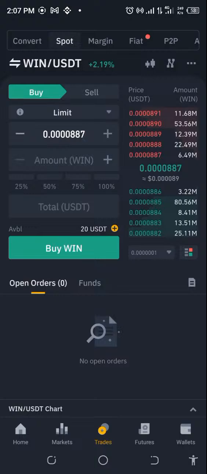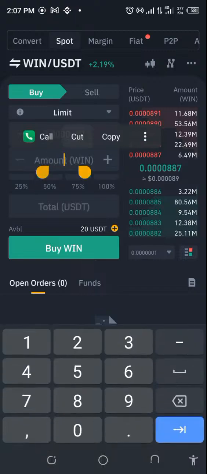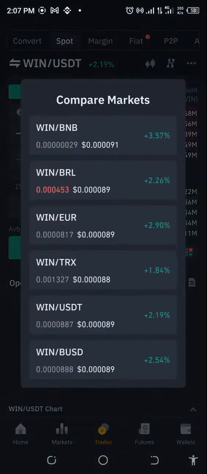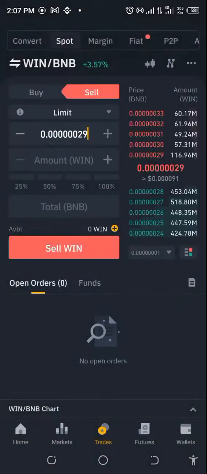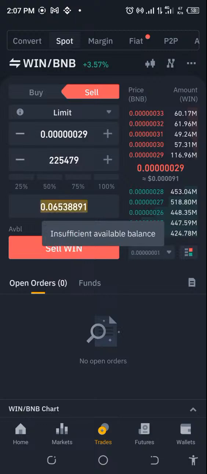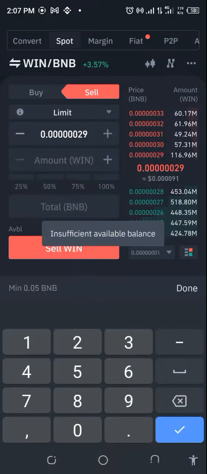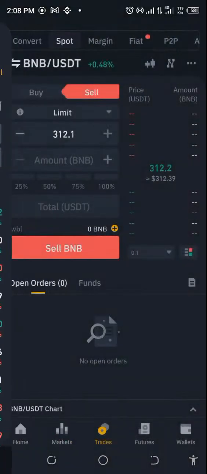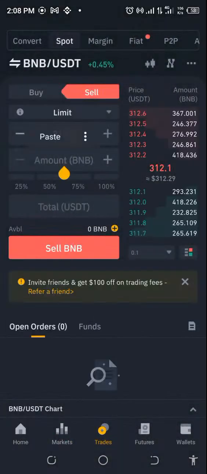Let's work with our 20 USD that we have here. We're going to pick up about 100% and then cut that out and see what we're going to get. This is just basic, right? So let's go over to the compare markets and try it out here. Sell to BNB, okay? Then we'll pick up what we have and change that to actually BNB USDT. Okay, let's go ahead and do this.